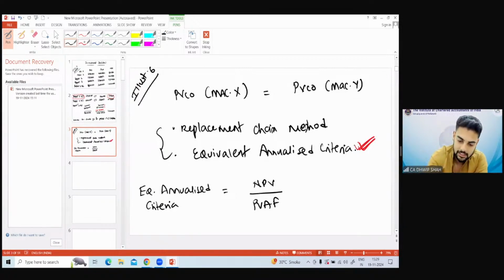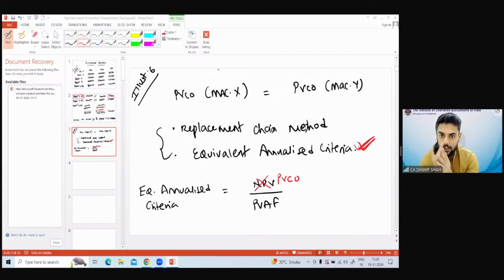But in this case, since cash inflows are not given, we will use PVCO instead of PVCF or NPV. Are you getting this? We will not be able to calculate NPV because cash inflows data is not given. So no worries, we will take the facts that are available in the question, which is PVCO. So under this question, equivalent annualized criteria would be PVCO divided by PVAF.